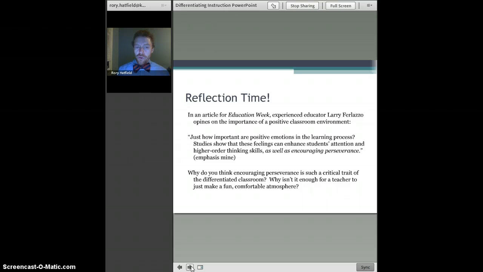That's an interesting wrinkle. And what I want you to think about is, why do you think encouraging perseverance is such a critical trait of the differentiated classroom? Why isn't it simply enough for a teacher just to make a fun, comfortable atmosphere? Students seem to be able to learn if they feel comfortable. Why not have a fun atmosphere in a vacuum?